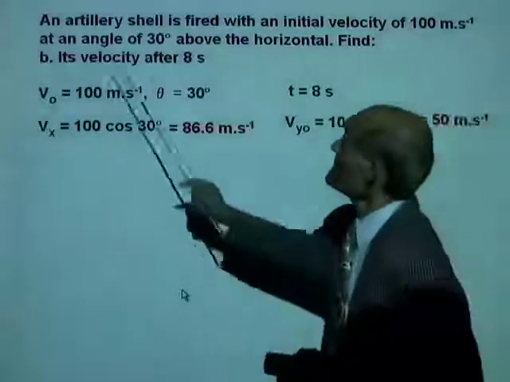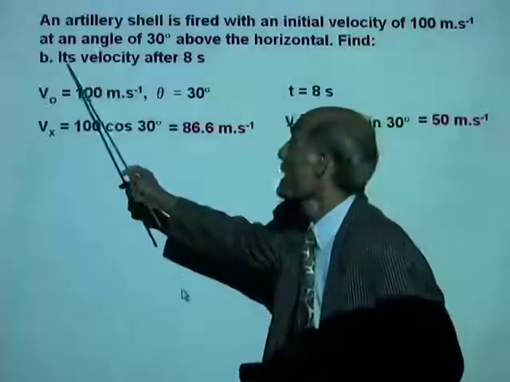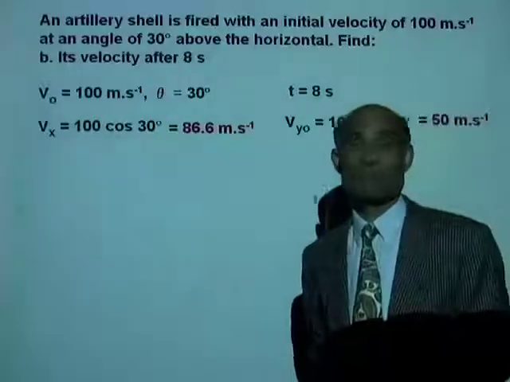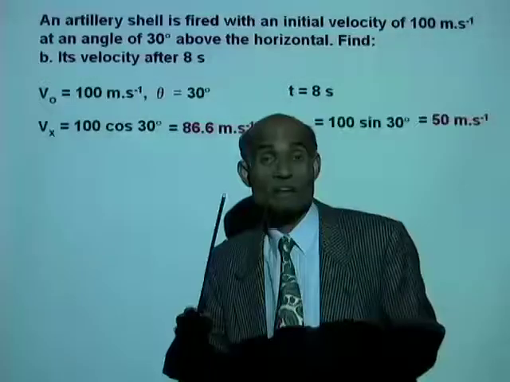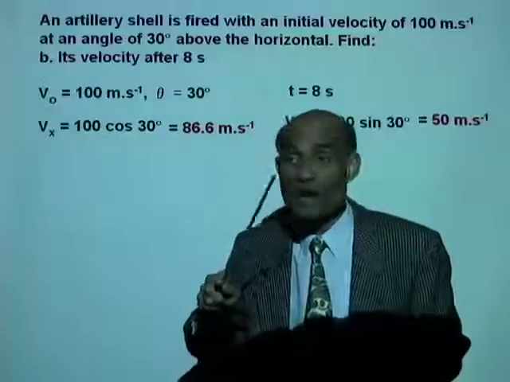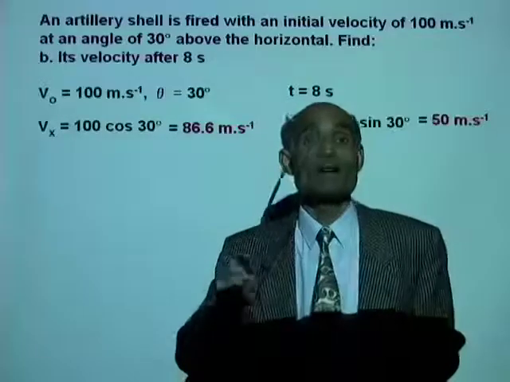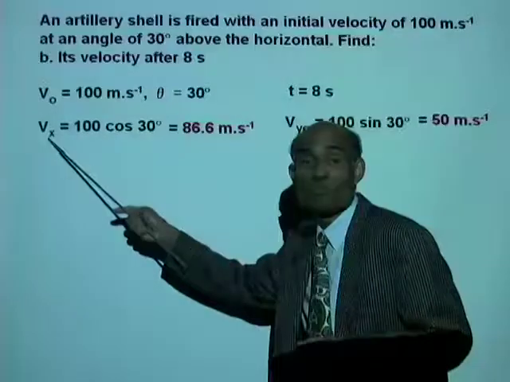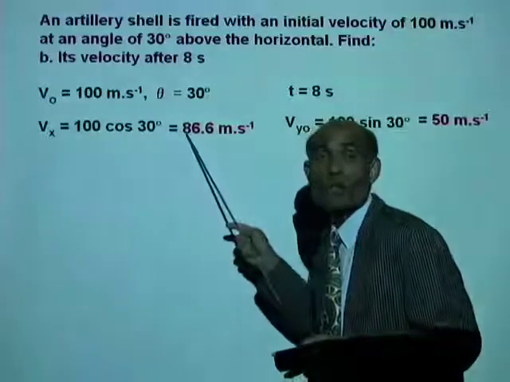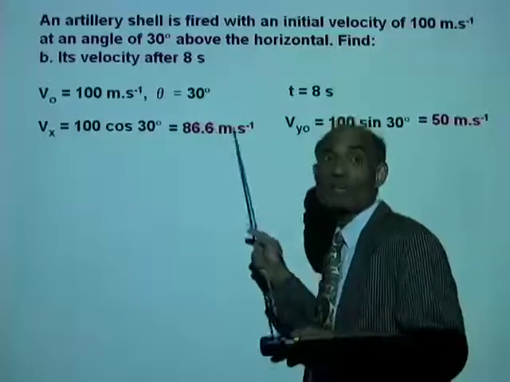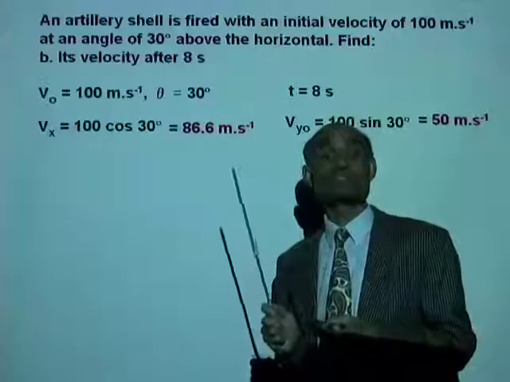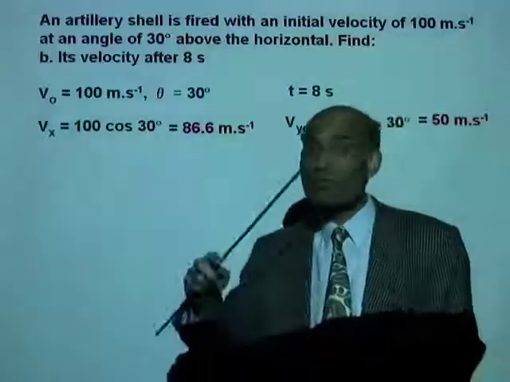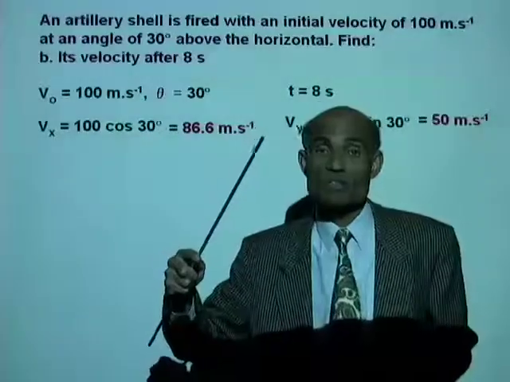Alright, let's now do the B part. Find its velocity after 8 seconds. The velocity after 8 seconds will also have a horizontal component and a vertical component. The horizontal component of the velocity will not change. That will be 86.6 meters per second. How does the vertical velocity change?